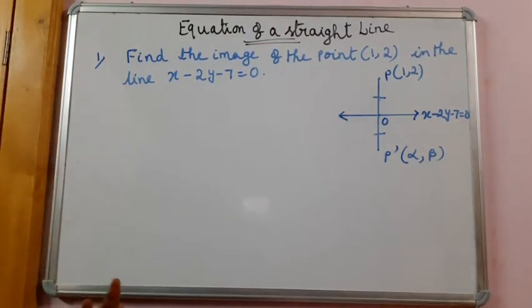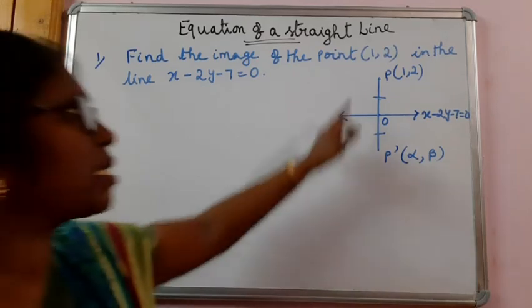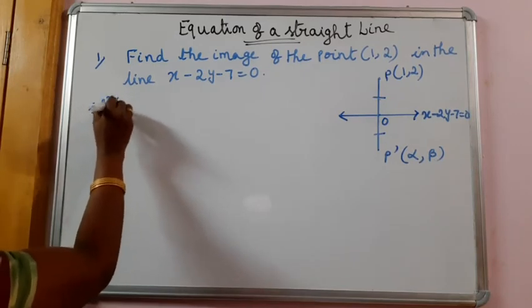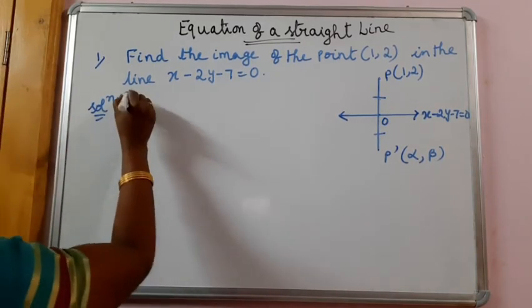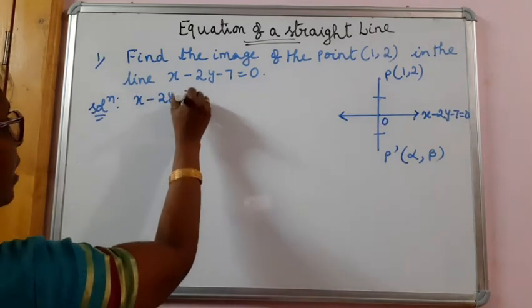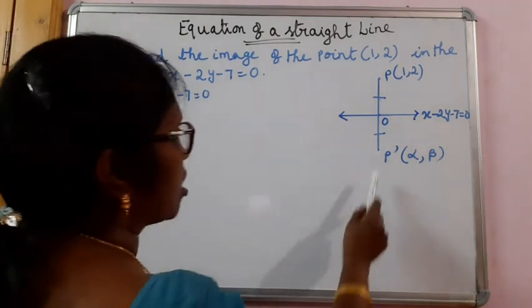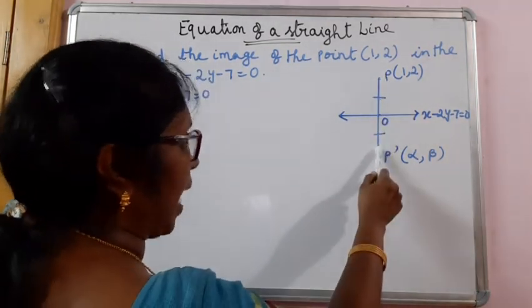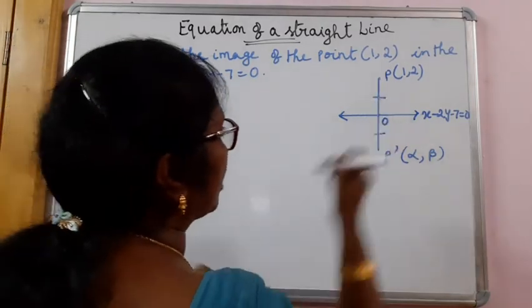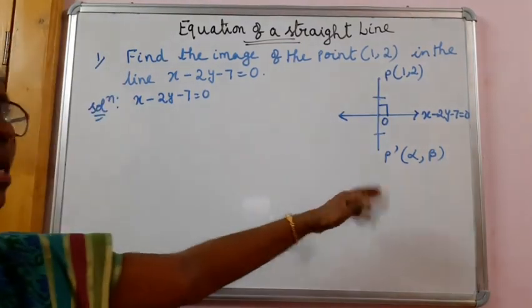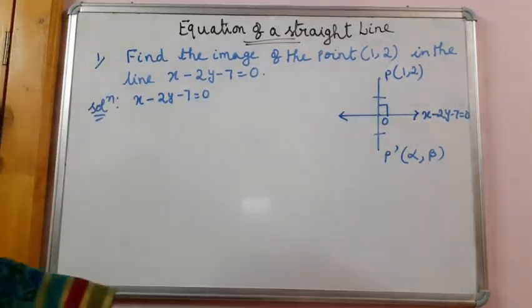So, coordinates of point P (1, 2). Equation of the line x minus 2y minus 7 is 0. We have to find the coordinates of the image of P when it reflects through this line. Let us find the slope of this line. And also we know that the line segment joining the object and the image is perpendicular to the mirror line. So these two lines are perpendicular. That means the product of the slopes is equal to minus 1.